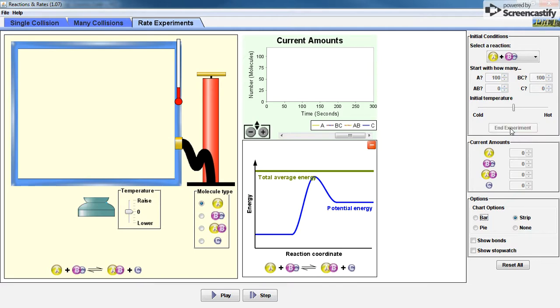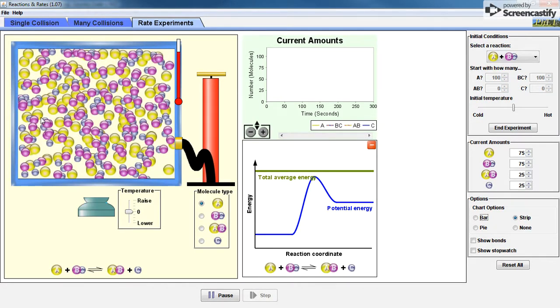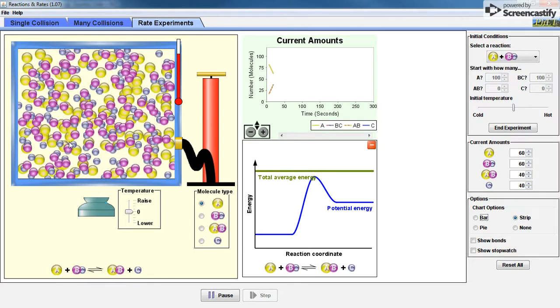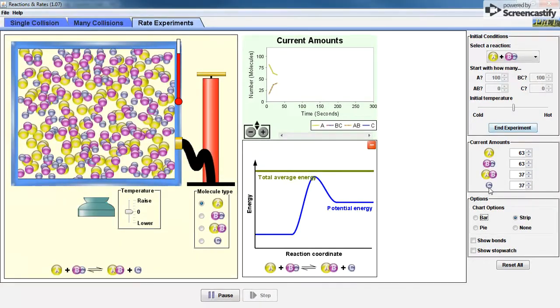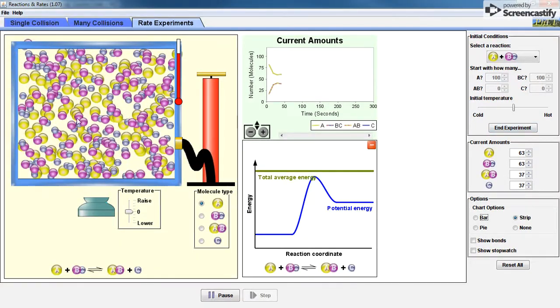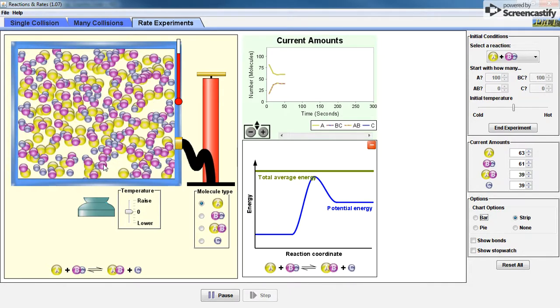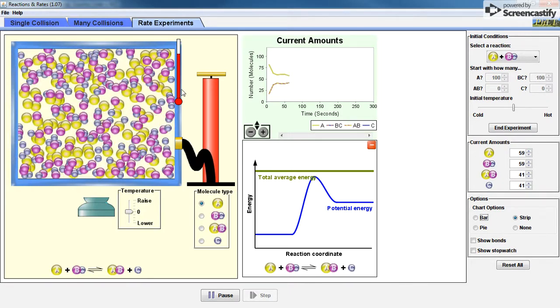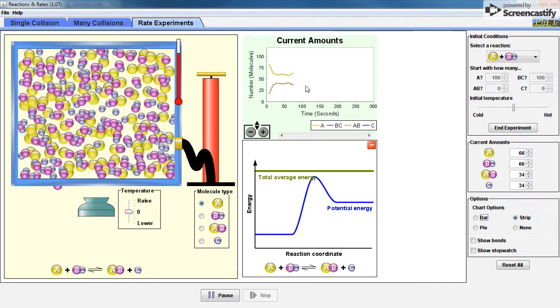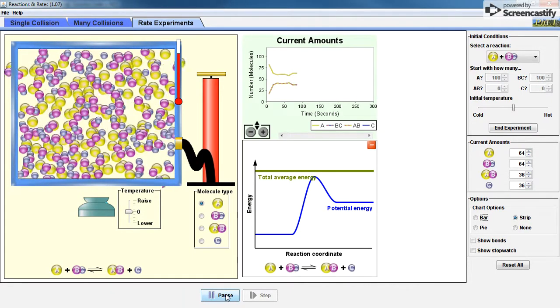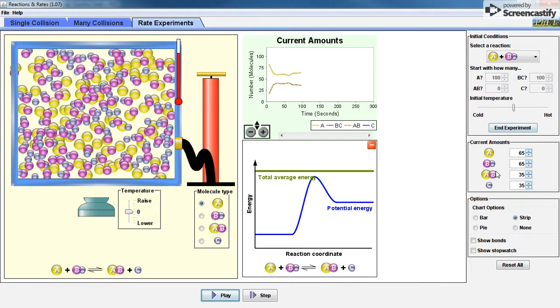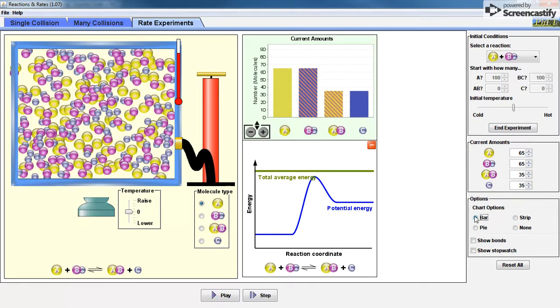When we begin the experiment, notice here are our particles, and you can see that we are forming some of the C and the AB. Notice how fast they are moving and the number of collisions. If you have a look here, and I'll pause it at 100, you can see the number of particles. We can change to the bar graph so you can see that as well.